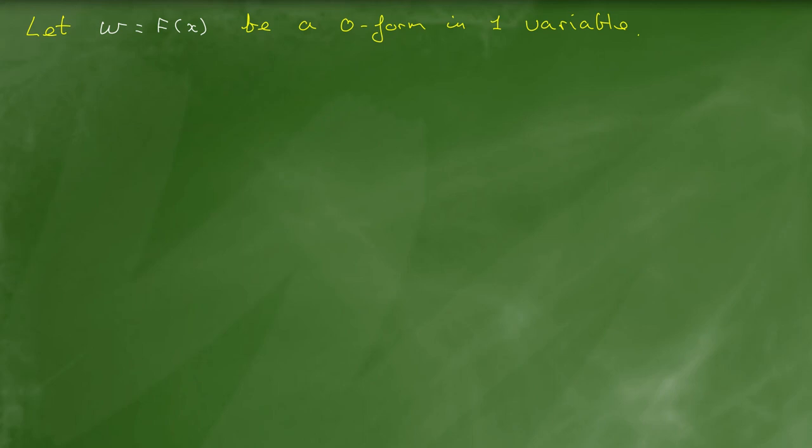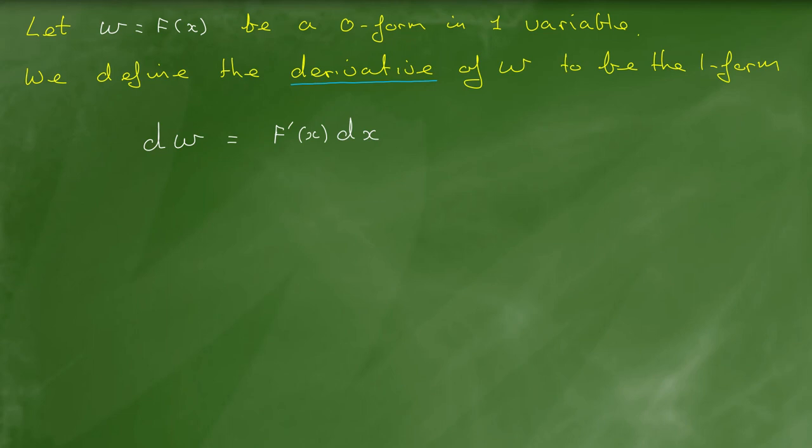The derivative of omega as a zero form is a one form. In general, the derivative of a p form is a p plus 1 form. So the derivative of omega is the following one form. It's the one form consisting of f dashed of x dx, where f dashed of x is the function obtained as the derivative of the function capital F of x. That's it. No more, no less.